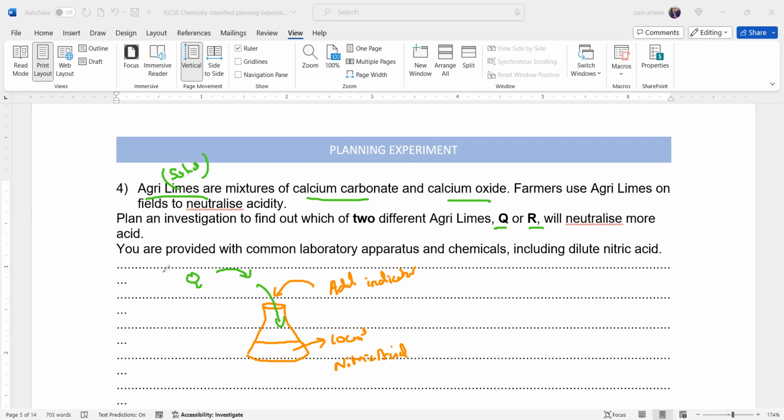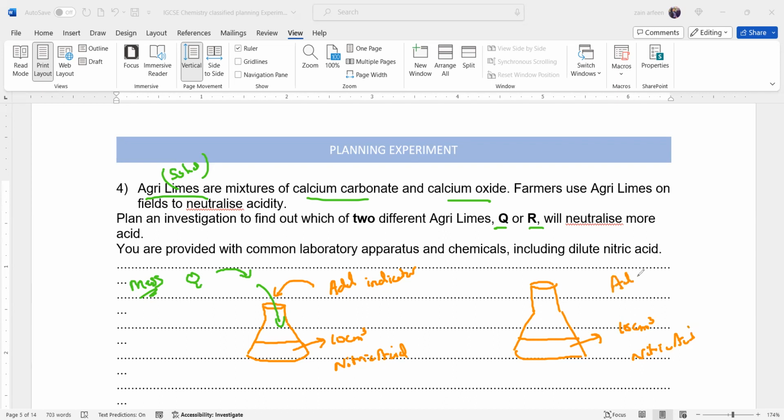If you want to increase the surface area, you can mention we can crush it using a mortar and pestle and then add. So we measure the mass of Agri lime Q and then add it to a conical flask until the indicator shows a color change. And the same thing, we'll repeat the procedure with another conical flask which is filled with the same concentration and same amount of nitric acid, which is 10 cm cube of nitric acid.